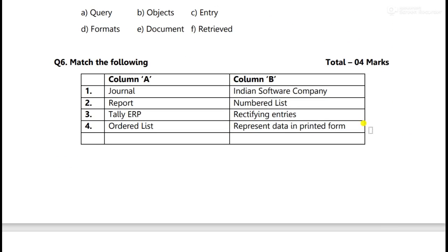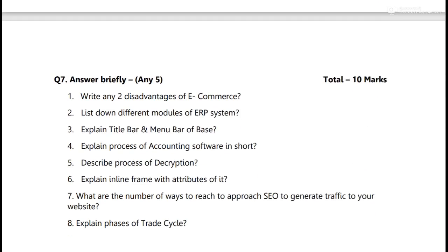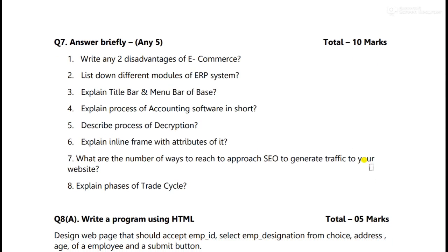Then match the following, 4 marks again. 4 questions are there, each carrying 1 mark. The correct matches will give you 1 mark, 1 mark, 1 mark, 4 marks total. Then question number 7, the any 5 to you can say marks question.